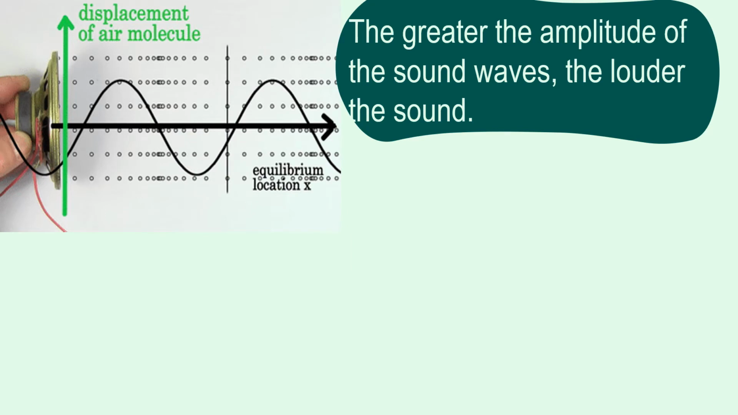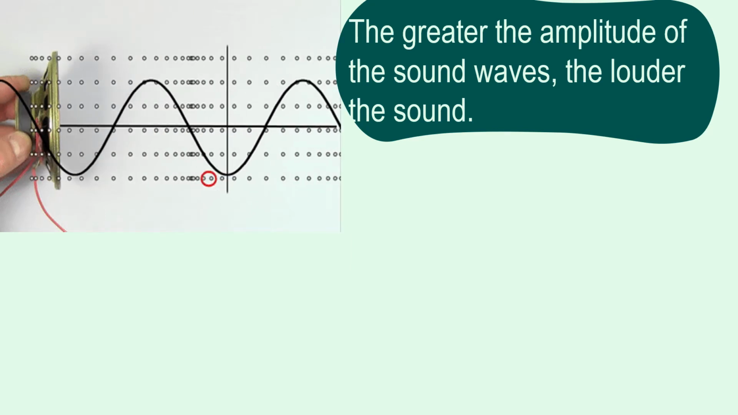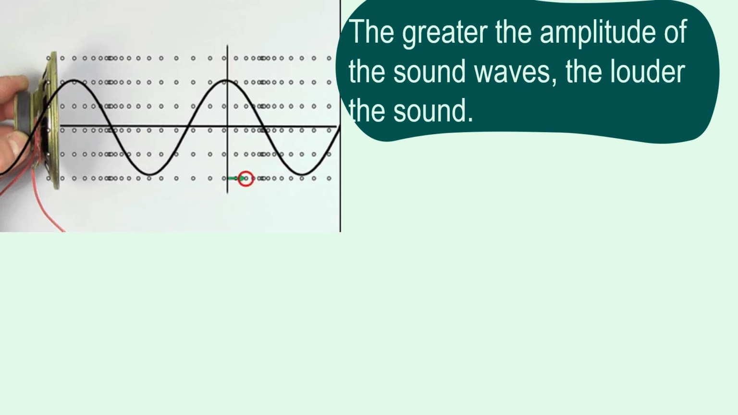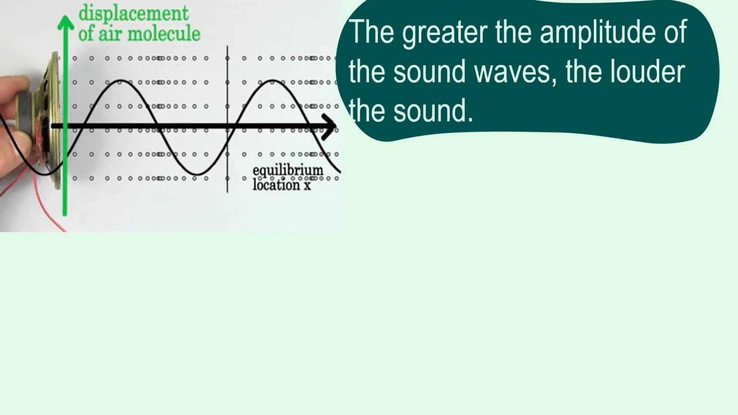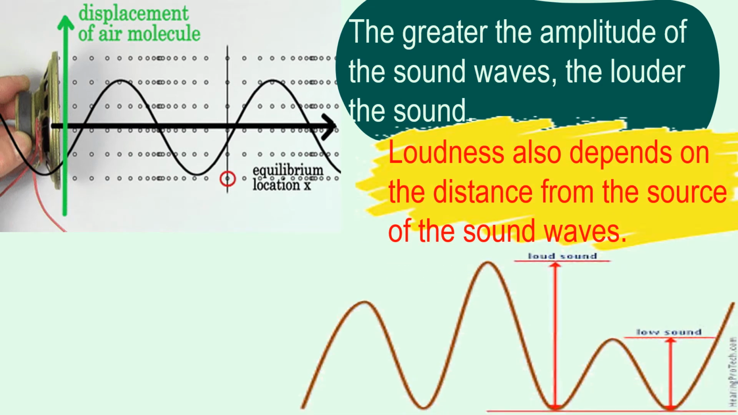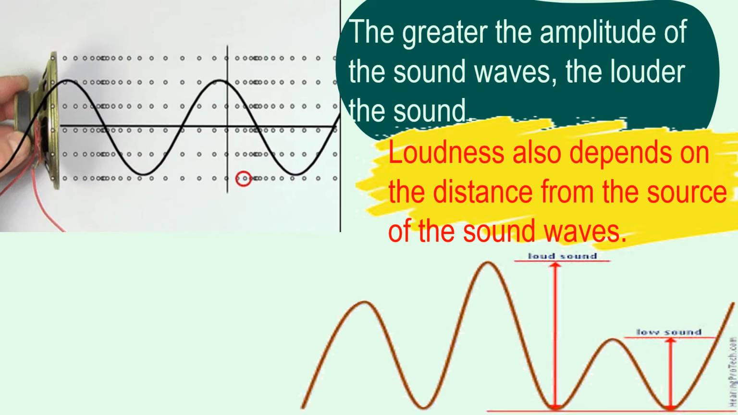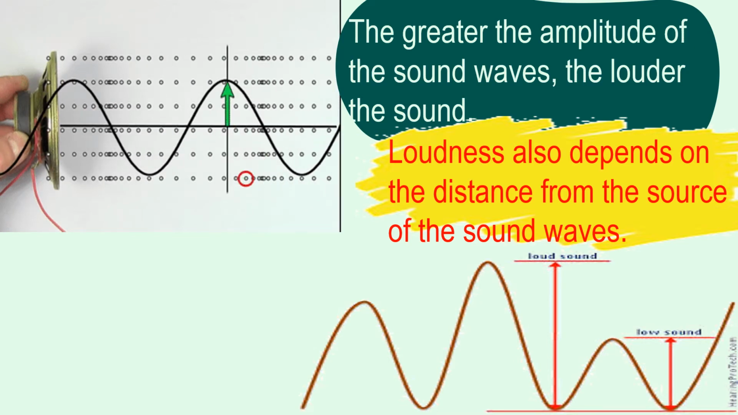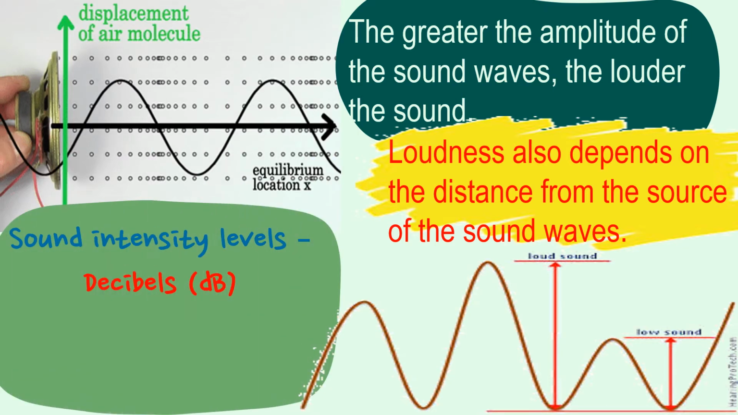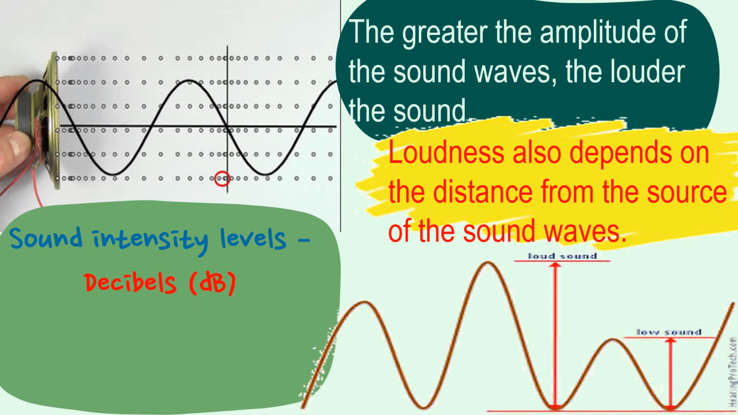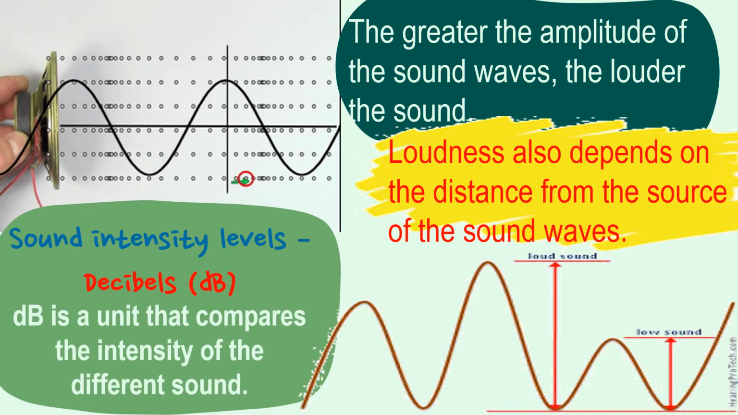As you notice on the screen and in the clip that I'm showing you, it gives you a wavy line. That wavy line is the amplitude, which means the greater the amplitude of sound waves, the louder the sound is. And of course, loudness also depends on the distance from the source of the sound waves. The closer you are to a certain source of sound, the louder you can hear it. Sound intensity is also measured in decibels. A decibel is a unit that compares the intensity of different sounds.